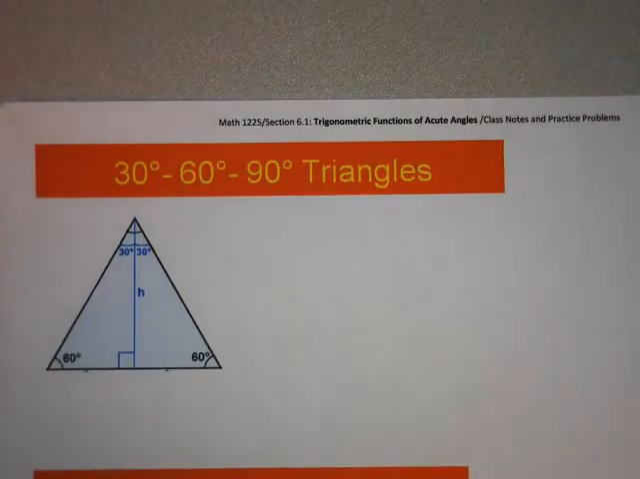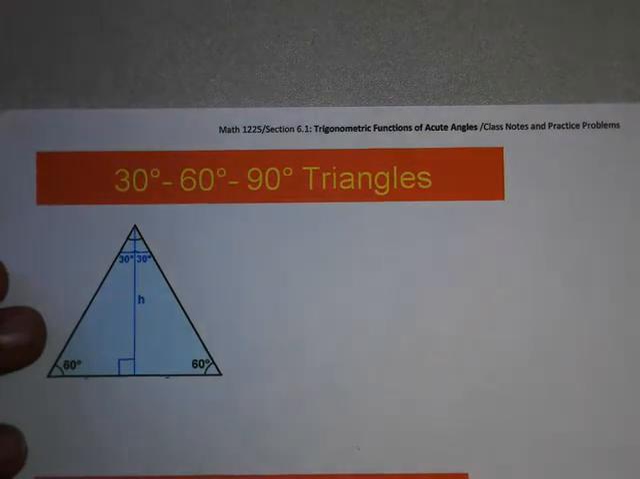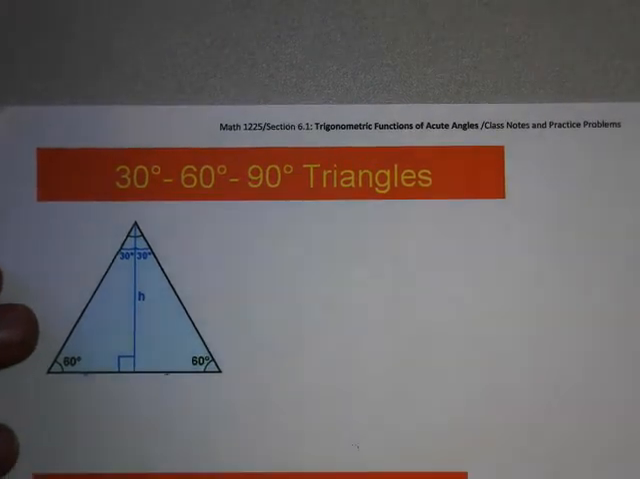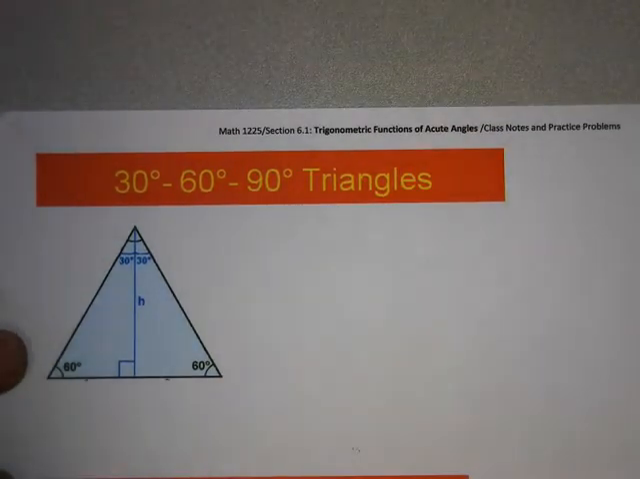So now, for exact values, if we're looking for the trig functions with exact values, it's going to be a 30, 60, 90, a 45, 45, 90, or our unit circle. So I want to go through these 30, 60, 90 degree triangles.